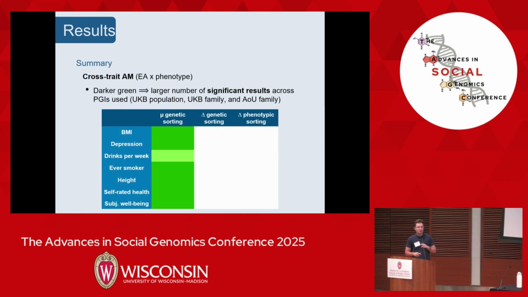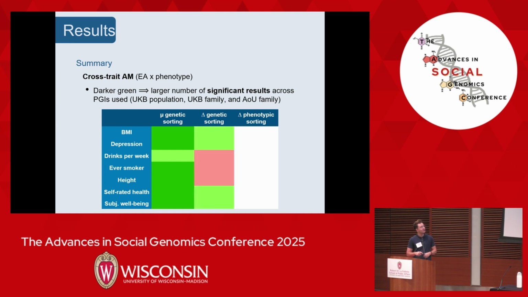All right, so now we're going to look at cross-trait assortative mating between educational attainment and the phenotype that you see here in this first column. Again, darker green just means that we are observing more significant results. And again, we see widespread average genetic sorting across all of these traits, which is very, very interesting.